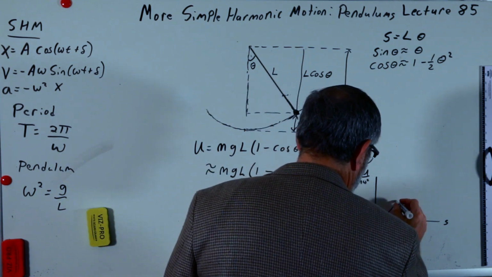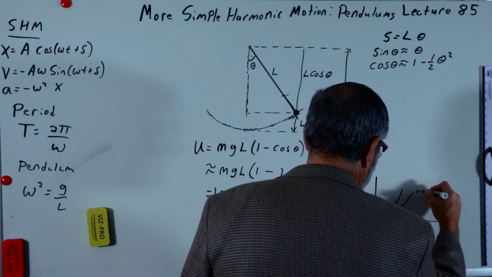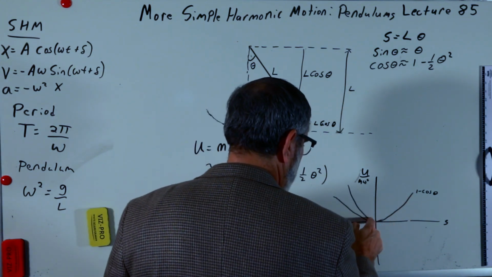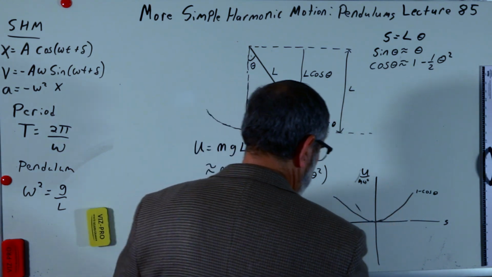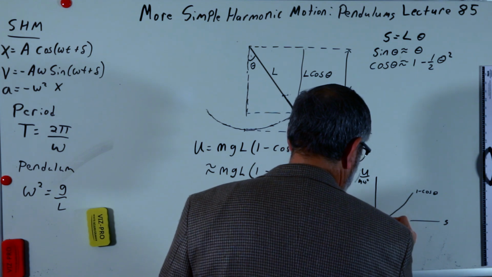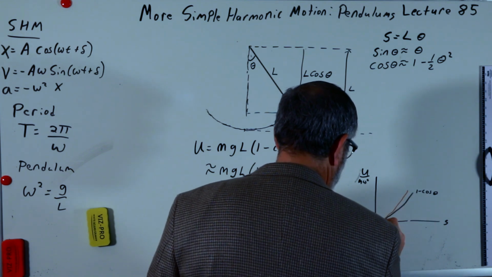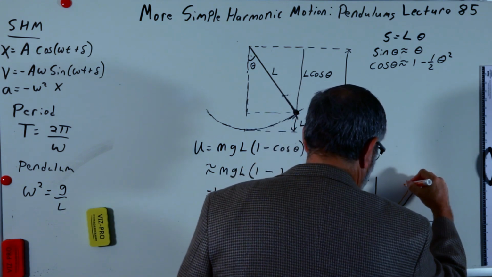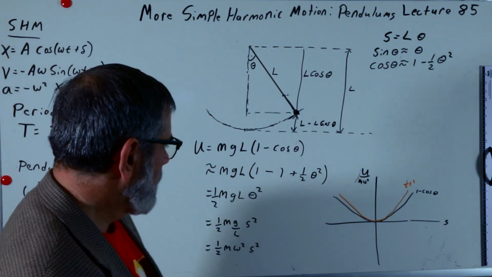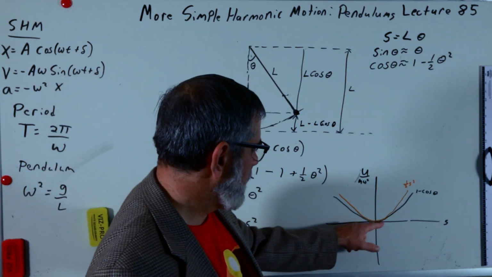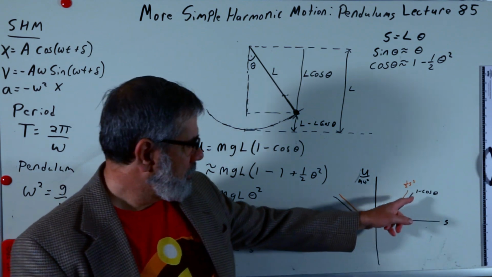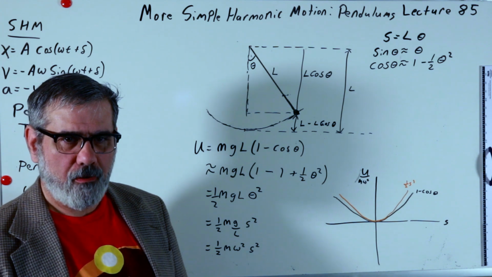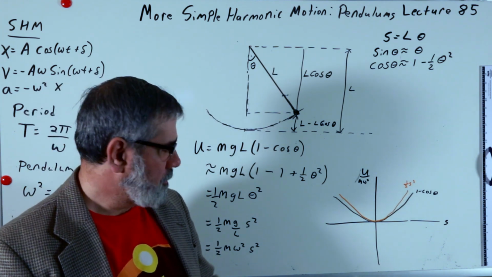So here's our parabola. So this is 1 minus cosine theta. And I should have drawn a different color, huh? And the parabola will be 1/2 s squared, okay? So when the displacement is small, it fits the actual potential energy curve for the pendulum, you see? So it's valid within these regions.